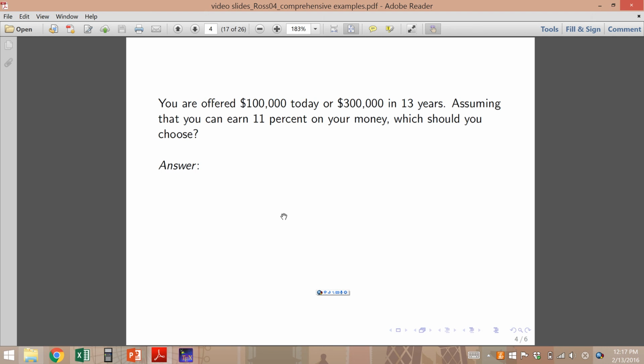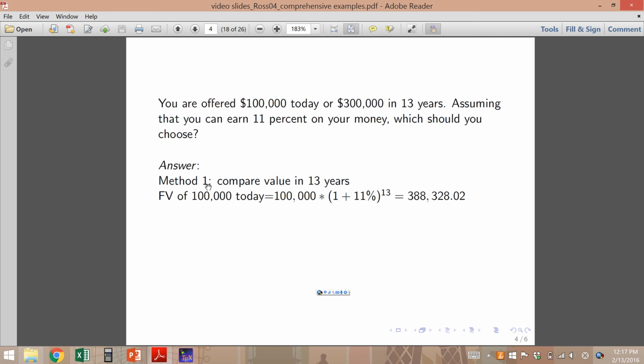So in method 1, we compare the values in 13 years. We need to calculate the future value of $100,000 today. That equals $388,000. So from here we can see that the money today is actually worth more than the money in 13 years. So we're going to prefer the money today.